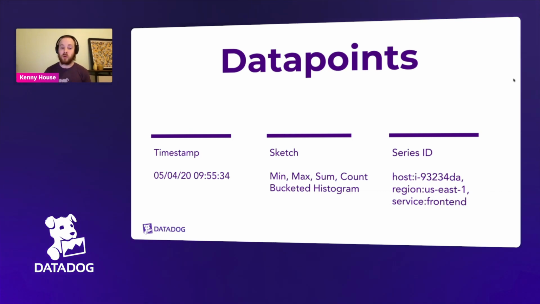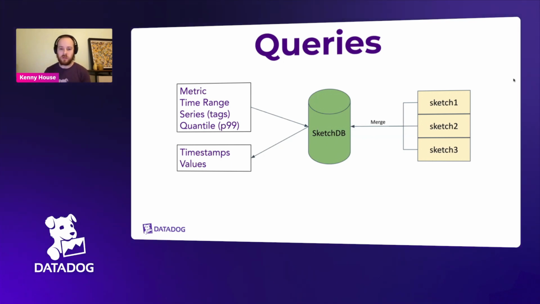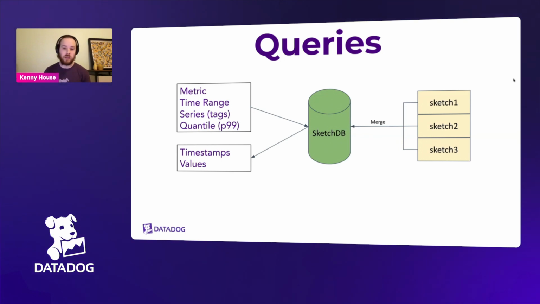So in terms of the types of queries that SketchDB is responding to, typically, a query will come in for a particular metric, a time range that the query is interested in fetching data for, the series it wants to know about, as well as the quantile. So what SketchDB is responsible for doing is taking all of those many sketches that correspond to this query, merging them all together, and then returning back a response that includes just the relevant timestamps and values. So for some perspective on this, a single query can often cover many hundreds of thousands, if not many millions of sketches, depending on the time range queried.